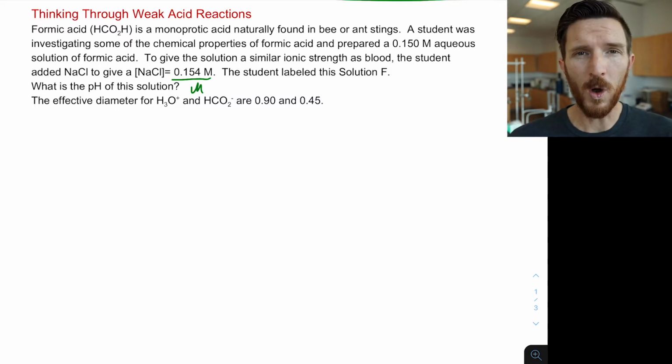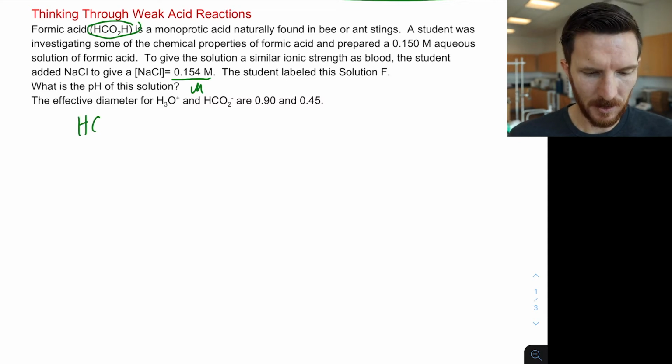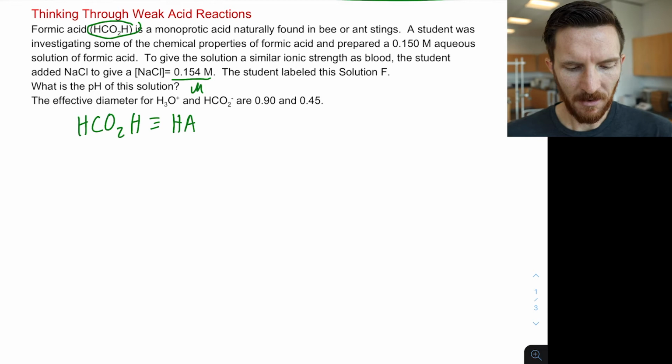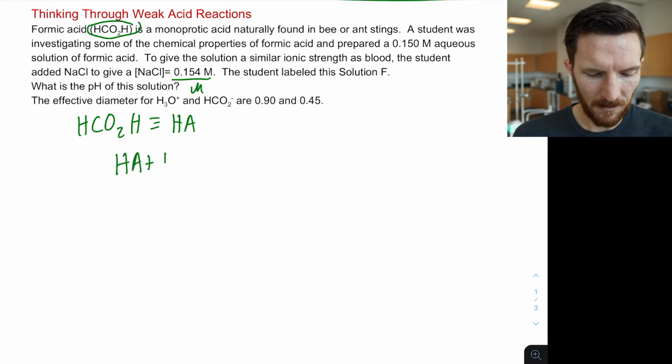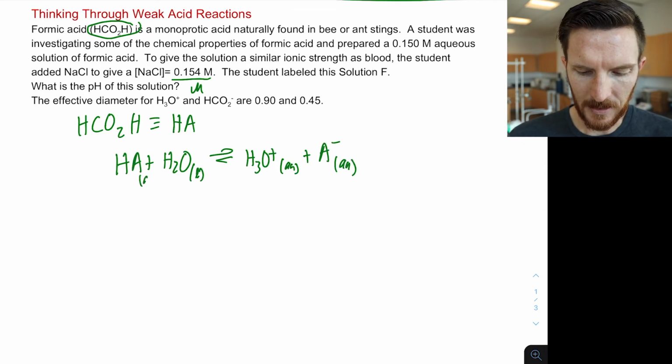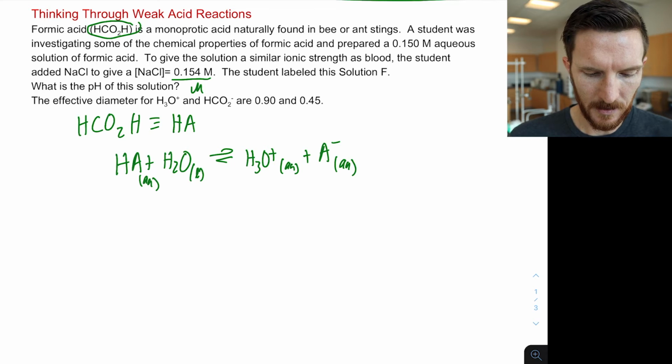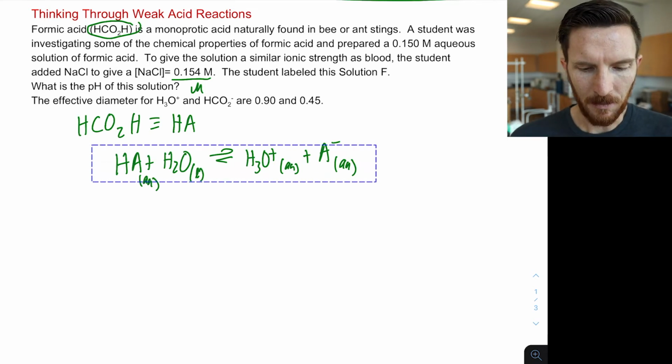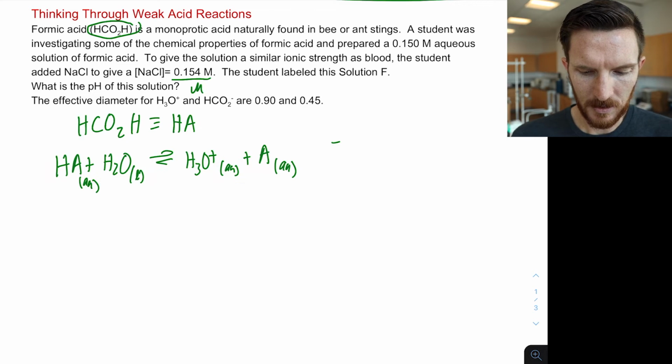So we first want to think about what are these different solutes that we have. We have formic acid, and just to save myself some time, I'm going to write formic acid as HA. We see that formic acid is going to undergo a reaction with water to give us the hydronium ion, and then the formate ion, our anion here. So now we have our reaction, and this reaction is going to produce some amount of the formate ion and some amount of hydronium.